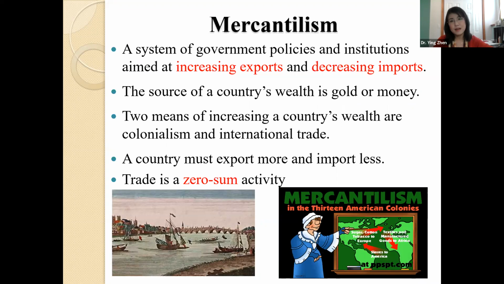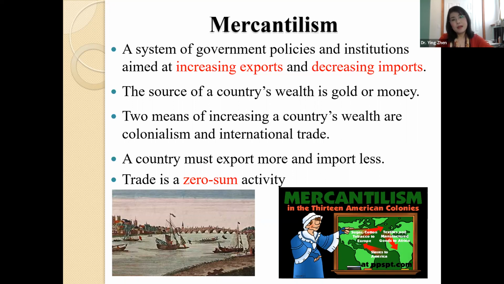So the idea is very simple. You want to sell more to others than you buy from them. So this will benefit you. Simply put, if a country exports more to foreign buyers than foreigners sell to the country, then the foreigners have to pay for the excess of their purchases by shipping gold and silver to the country. The gain in gold and silver increases the country's well-being. Therefore, exports are encouraged, while imports are undesirable.